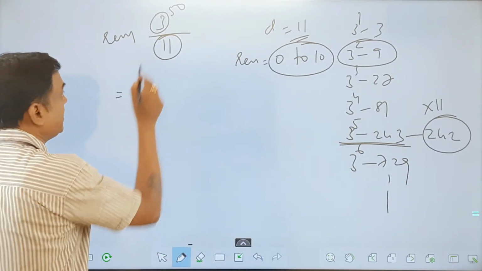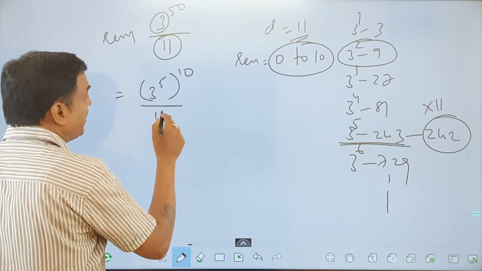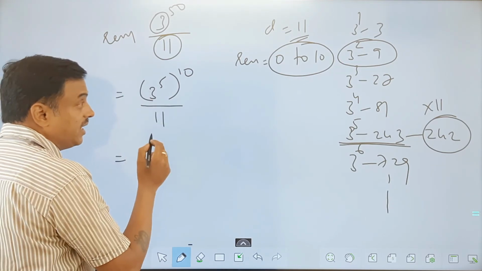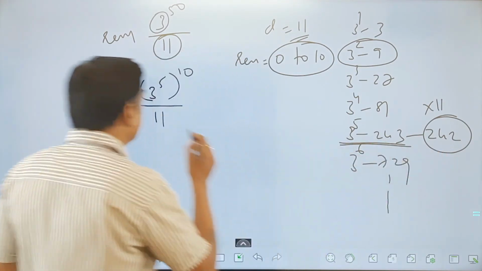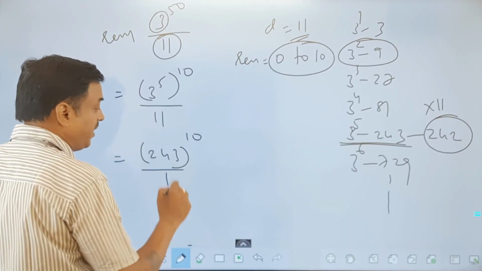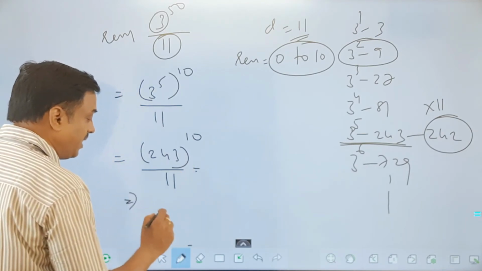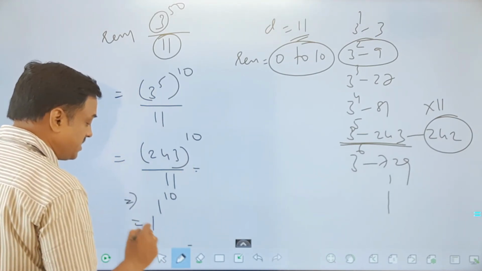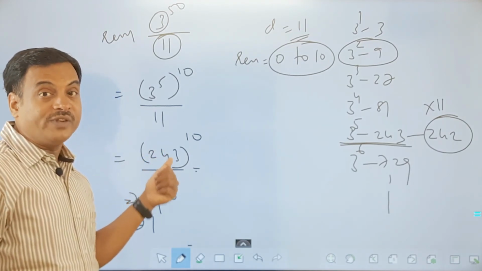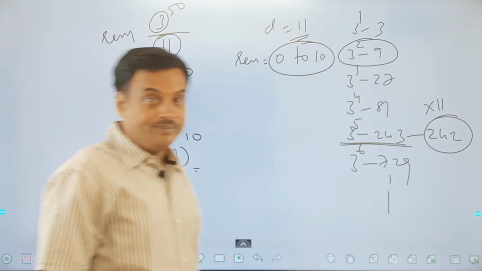So can I write this as 3 power 5 whole to the power of 10 divided by 11 or not? Now this is 243. I know 242 is exactly divisible. So this is 243 whole to the power of 10 divided by 11. So this should give you a remainder, my friends. What is the remainder ultimately? 1 to the power of 10. Answer is 1. 242 is exactly divisible, and 243 gives remainder 1. So therefore 1 to the power of 10 is 1 as a remainder.